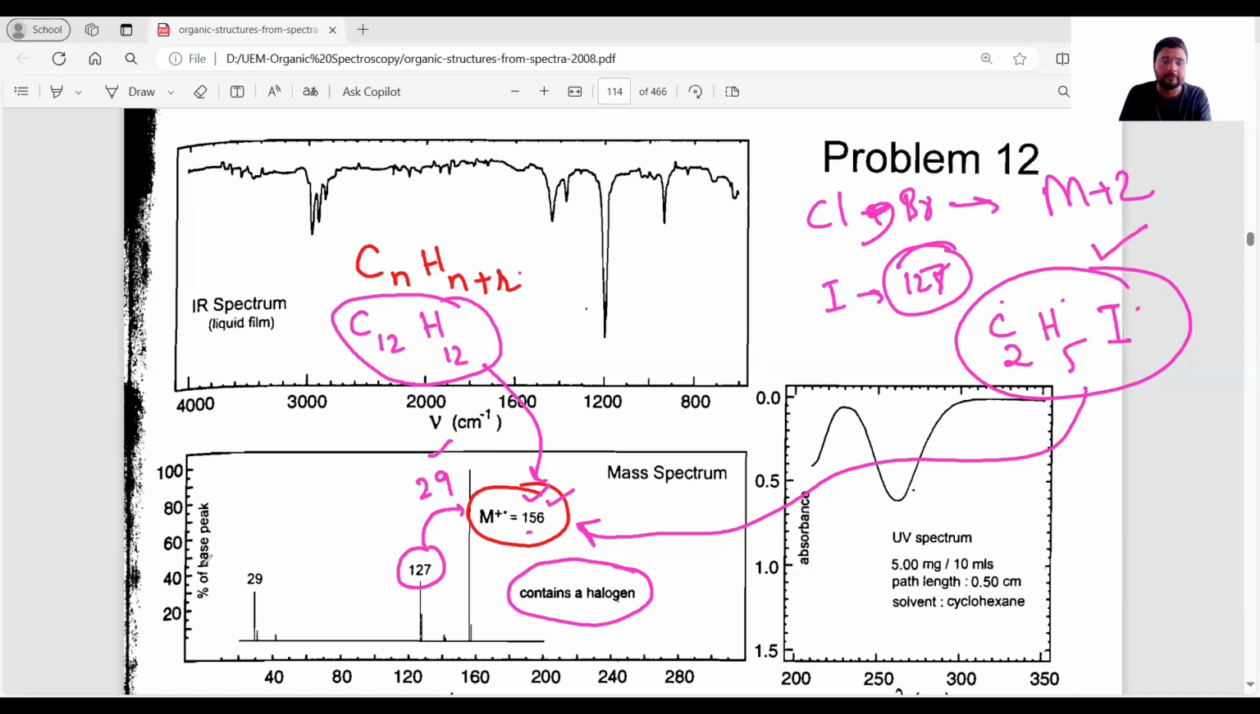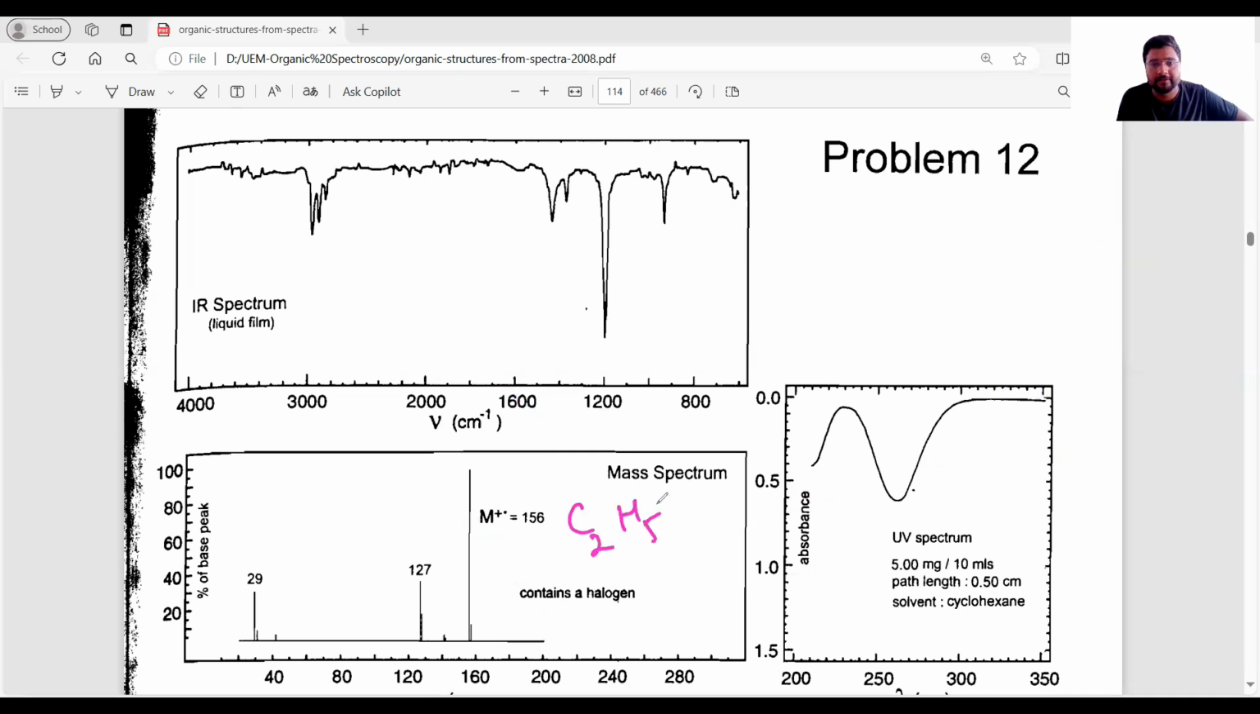So with the help of the carbon rule of 13, we first of all identify how many carbon and hydrogen are present. Then, as the spectrum is showing halogen, the possibility of chlorine and bromine is ruled out and iodine is present. So simply subtract the mass of iodine, you will get C2H5. Its molecular mass is 29. So 29 plus 127 is 156. So this unknown compound's molecular formula is C2H5I.